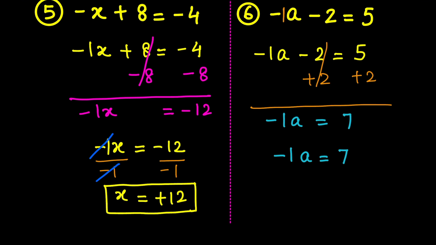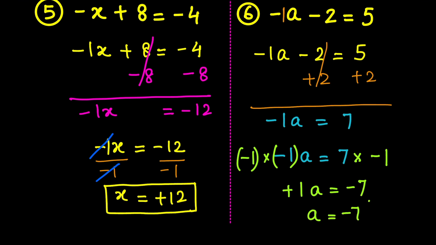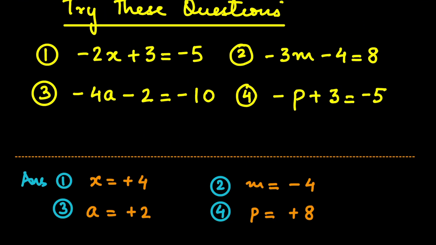In example 5 we divided it. Now in this example we multiply it by minus 1, so that we understand both the methods. Minus 1 multiplied with minus 1 will be plus 1. So a equals 7 times minus 1, which is minus 7. So we get a is equal to minus 7 as the answer for this. Try these questions and check your answers. Thank you.